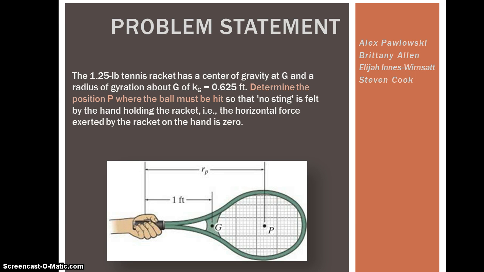Today we're detailing problem 1915 in Hibbeler's Dynamics book. The problem we're given is basically a tennis racket. It says that we're given a 1.25 pound tennis racket with a center of gravity at G and a radius of gyration about G of 0.625 feet. We are asked to determine position P where the ball must be hit so that there is no horizontal force exerted by the racket on the hand.